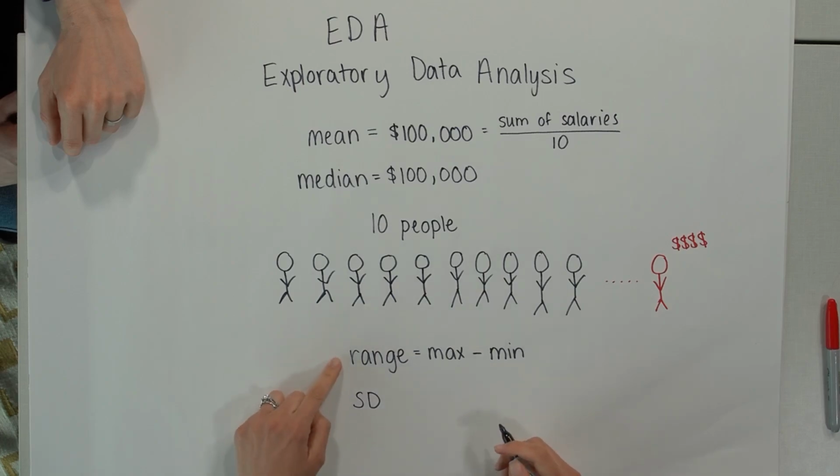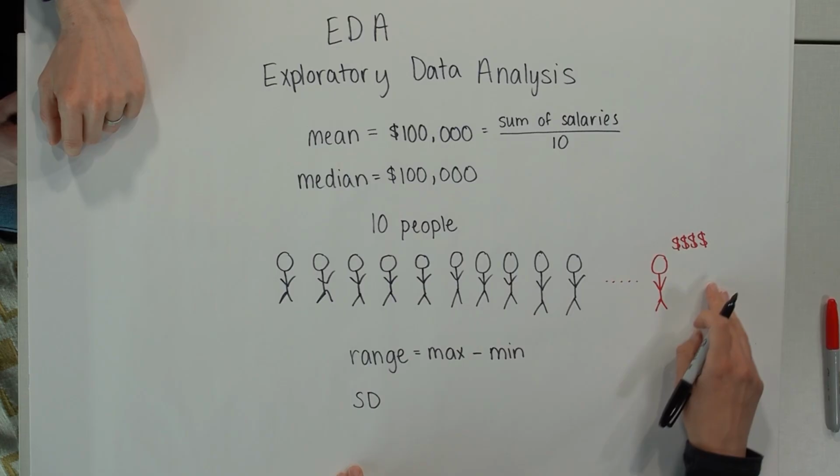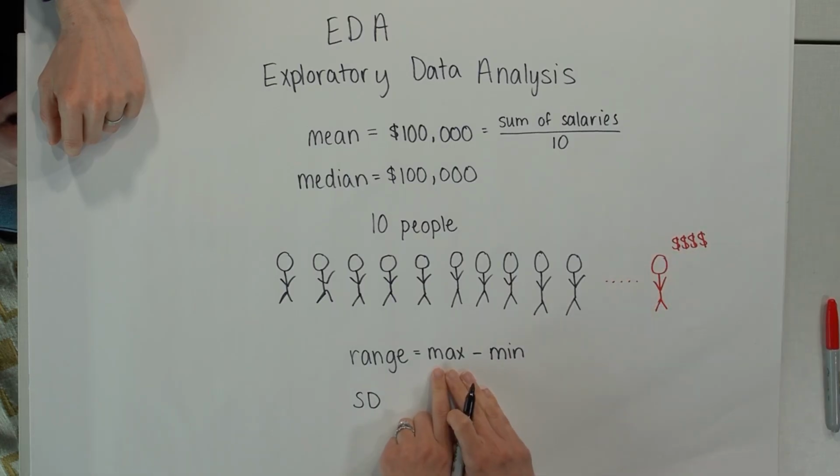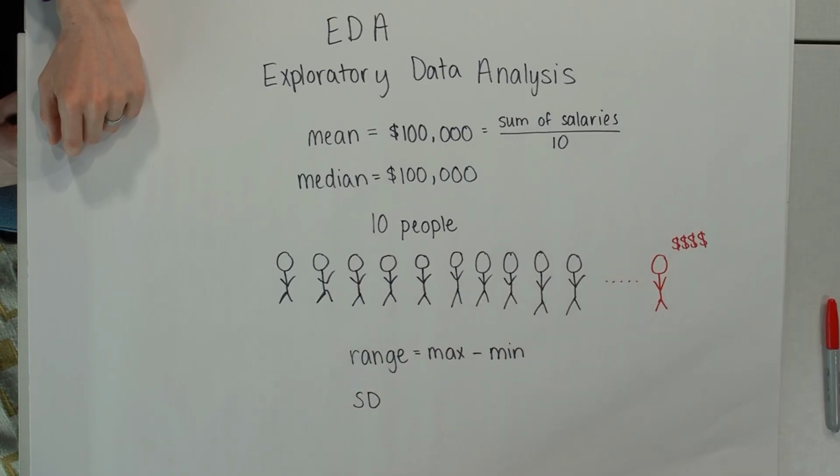And both of these, if we were thinking about this data set in general, both of these would be very, very affected by this billionaire walking in, because the maximum value is going to increase, and then that value is going to be very, very far away from the mean.